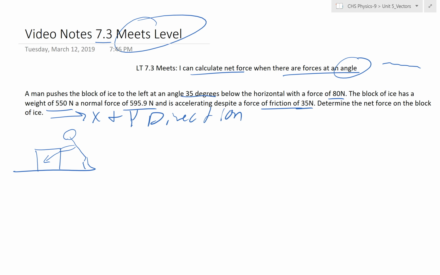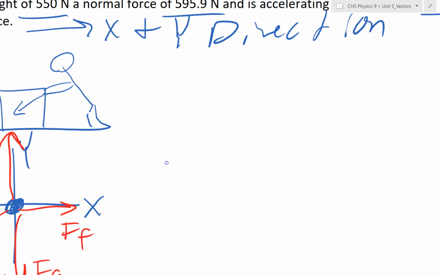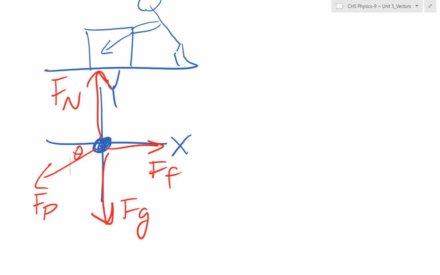Okay? So first, step 0, draw a free body diagram. I'm just going to go ahead and show you that. We've got a free body diagram right here. We'll zoom in on that a little bit. So what we can see here is the force of friction going in the opposite direction of the motion. Normal force is 90 degrees to the surface, force of gravity is down, and then the push is at an angle like this.